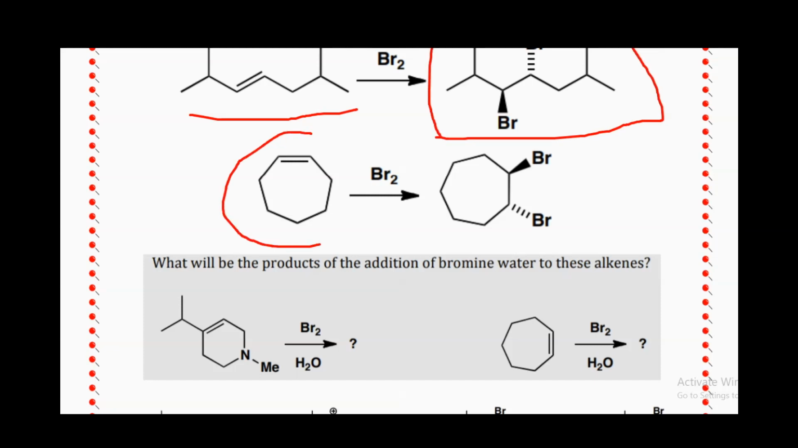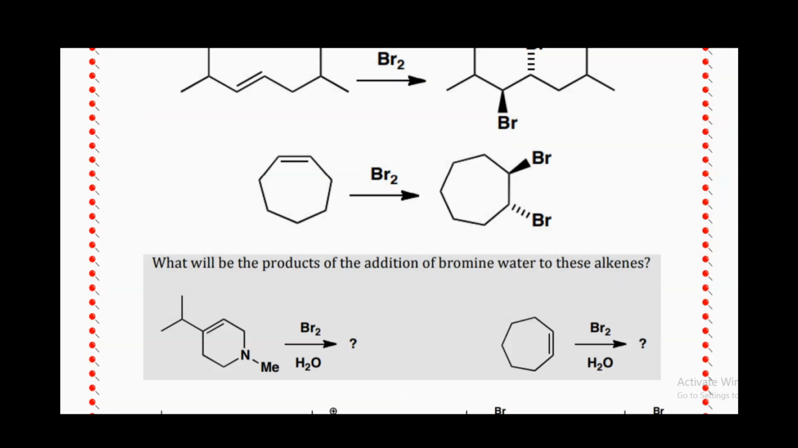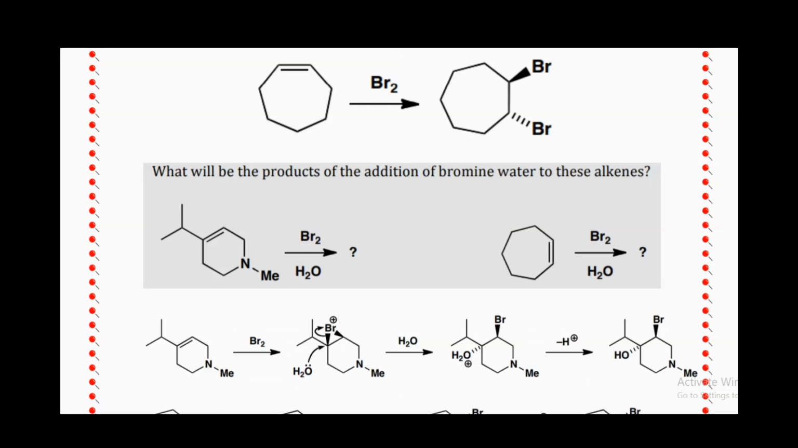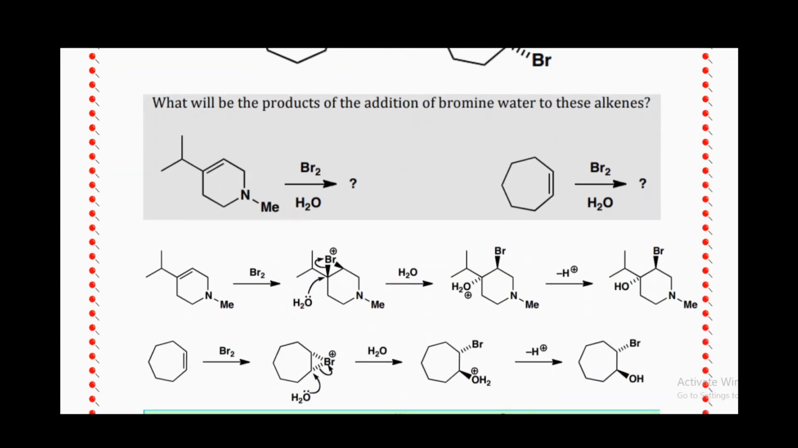In case of this cyclic compound as well, this bromine is getting added and you are getting this Br and Br as the anti-product. So this is all about the mechanism of such reactions. Now, if someone asks you what will be the products of addition of bromine to these alkenes.